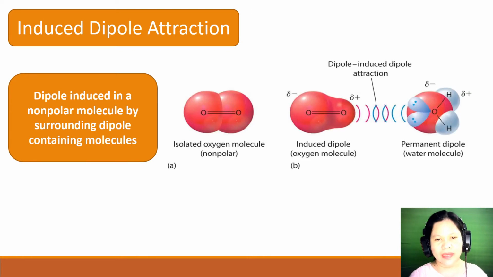Now you have here the example. As the given example, you have there the isolated oxygen molecule, which is nonpolar. And letter B, you have the induced dipole oxygen molecule. So the other molecule that becomes an induced dipole will be attracted to the original polar molecules, resulting in dipole-induced dipole attraction, which leads to the permanent dipole water molecules.